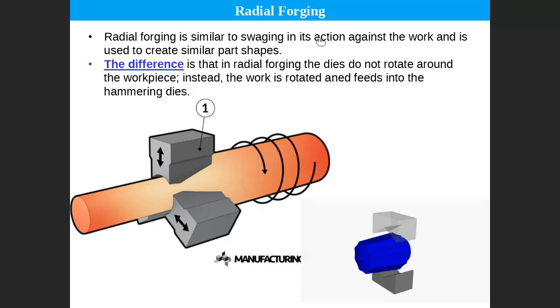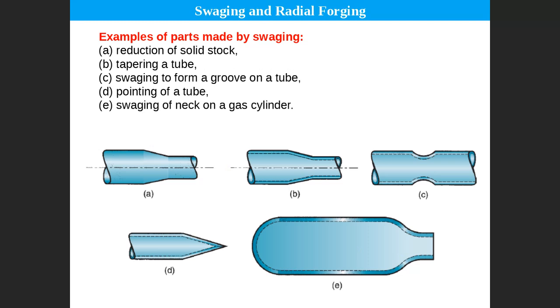Radial forging is exactly the same as swaging. What is the difference? The difference is that here the die is only hammering, and the workpiece is rotating. It's easier. They rotate the workpiece. So the die is not rotating, just hammering. The die only hammers, and the workpiece is rotating. This is what we call swaging, right? Radial forging, and there are many applications.